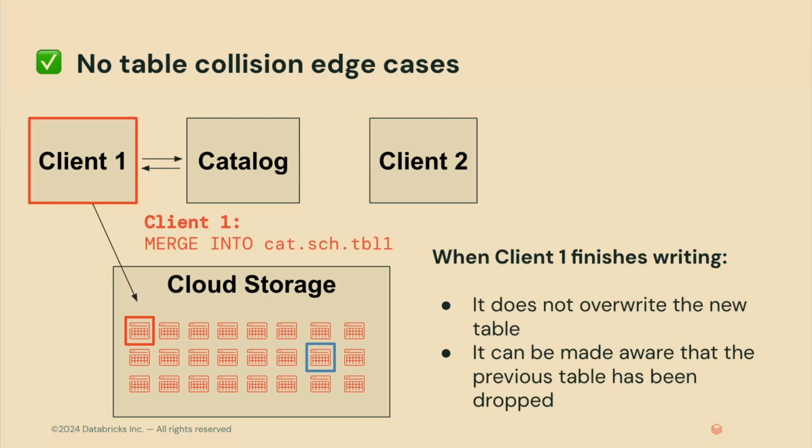And so client 1, when it's done with its command, goes back and writes to the original, the orange top left one. So first of all, it's not clobbering the blue table, which it did before. And second of all, it's able to have a friendly error message now to say, hey, you're writing to a dropped table.